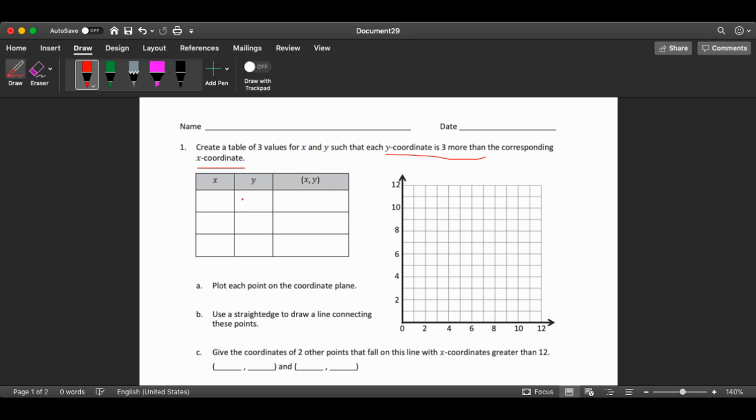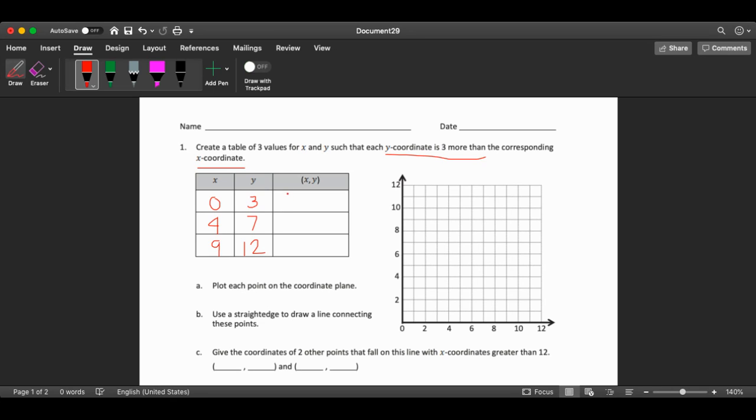So I'm going to start off easy. I'm going to start off with x as 0. Again, the rule is that y is 3 more than x. So if x is 0, that means y is going to be 3. Next, let's do, how about 4? So remember our rule, y is 3 more than x, so 3 more than 4 would be 7. And then let's do 9. 3 more than that would be 12.